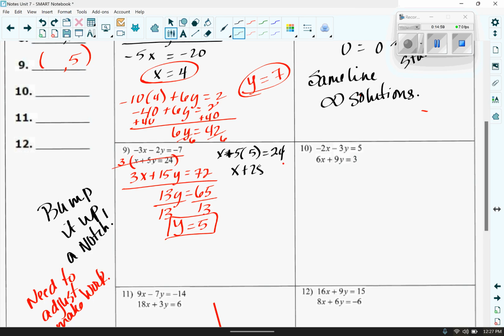So x plus 25 equals 24. Take away 25 from both sides. x is equal to negative 1.